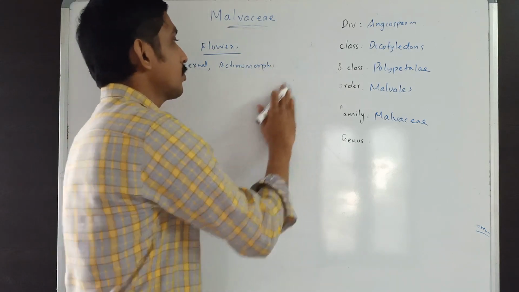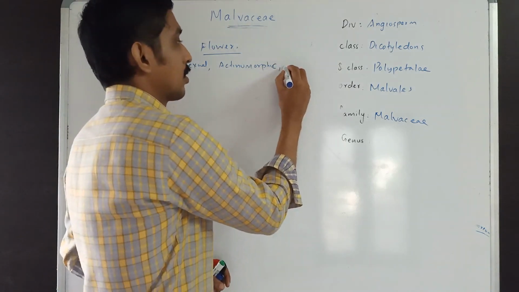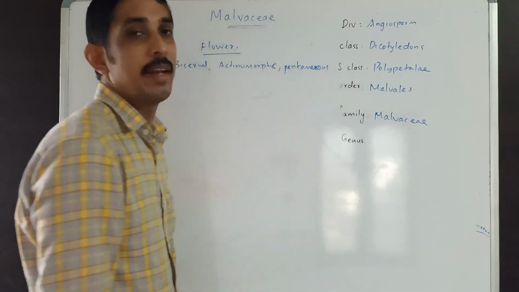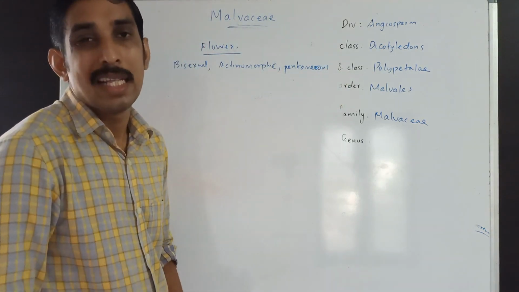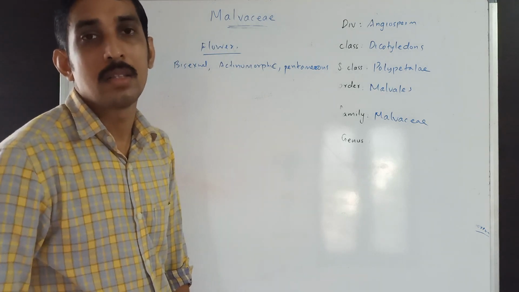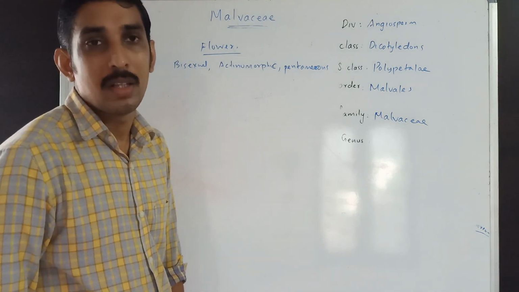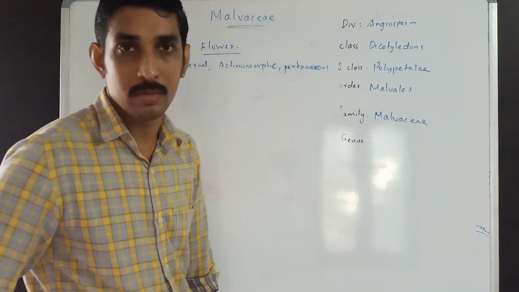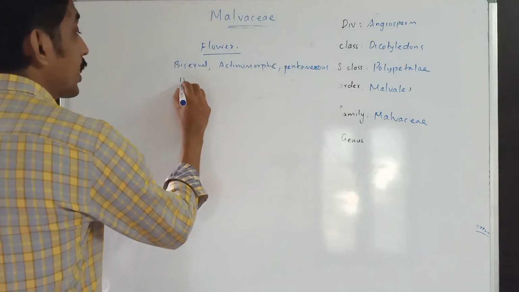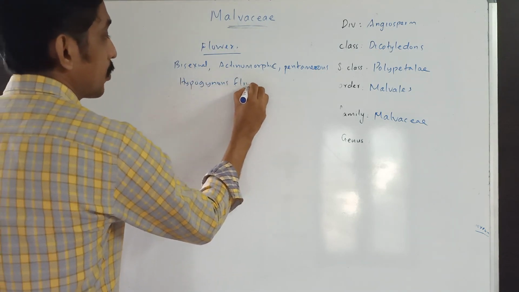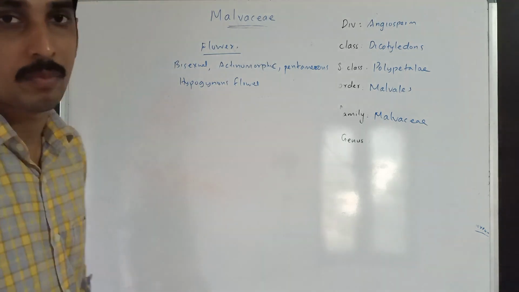Actinomorphic. And when we take the case of floral parts, they are pentamerous. That is, the number of floral appendages like sepal, petal, stamen, carpel, they are 5 or multiples of 5. That is why it is called pentamerous. And they have a superior ovary. That is why they are called hypogynous flowers. Hypogynous, they have a superior ovary.